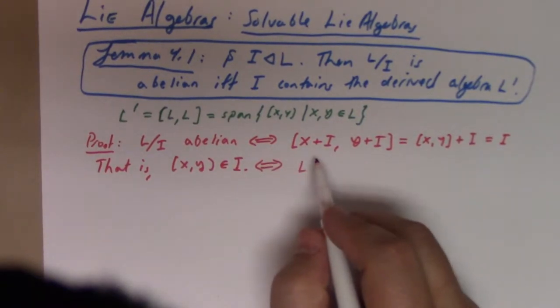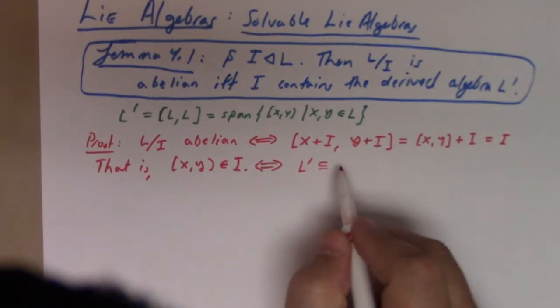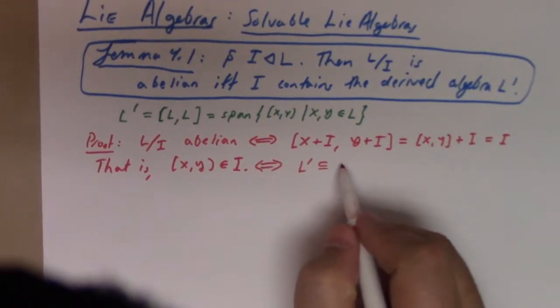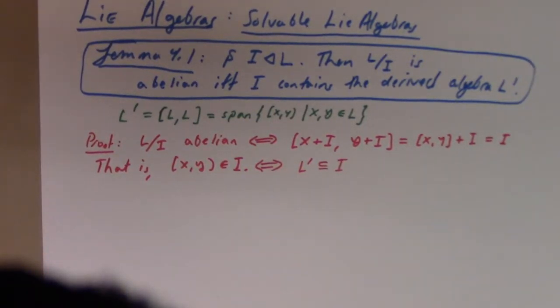He's saying that's true if and only if L prime is a subset of I, right? I contains the derived subalgebra. So if we can convince ourselves that what I'm about to underline in orange is the same as the thing I just wrote, then we'd be done, right? Yes.